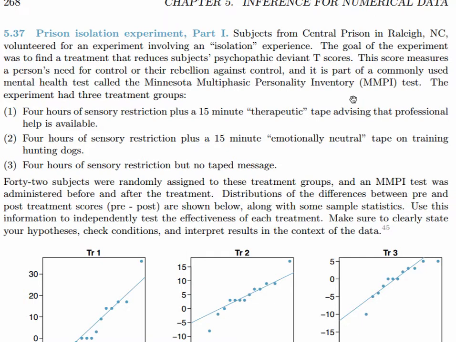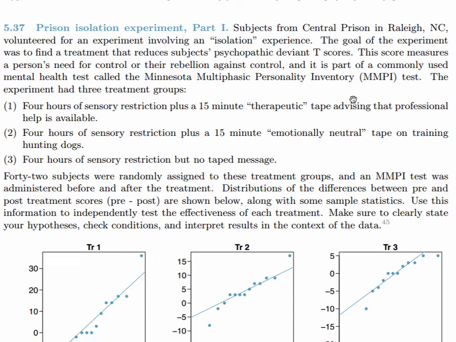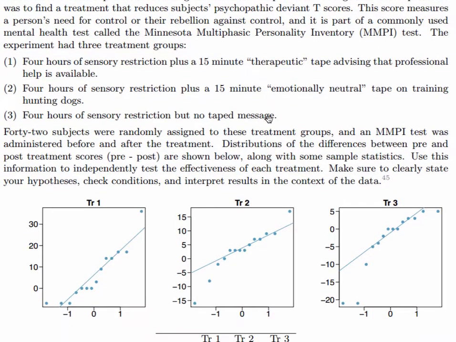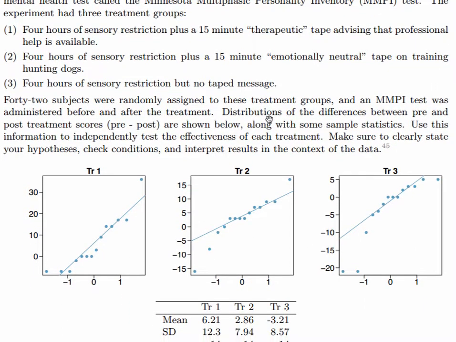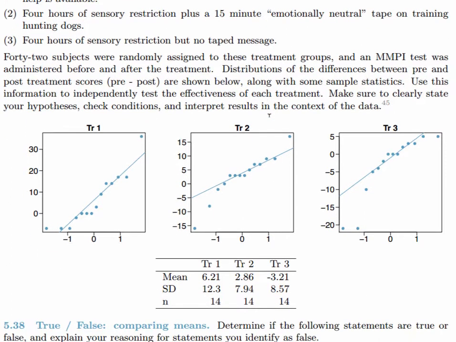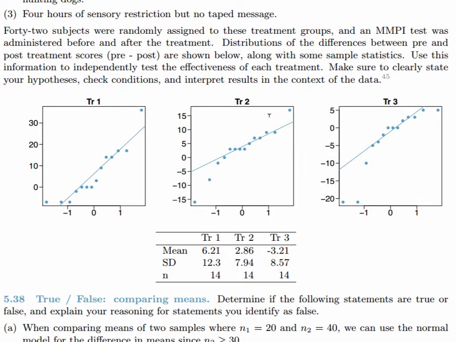There were three groups. One group got 4 hours of sensory restriction and a 15-minute therapeutic tape. One got the 4 hours with an emotionally neutral tape on training hunting dogs, and one got the 4 hours and then no tape message that goes along with it. And they want to see what happens to their psychopathic T-score based upon that. There were 42 subjects total. They were randomly assigned into the treatment groups, and their score was administered before and after each treatment. The scores pre and post are given below, along with some sample statistics.